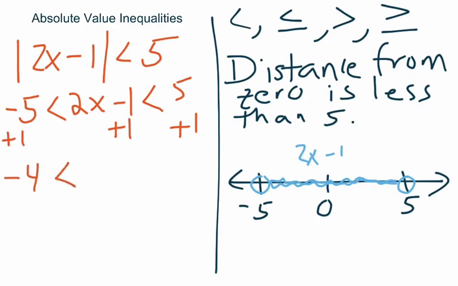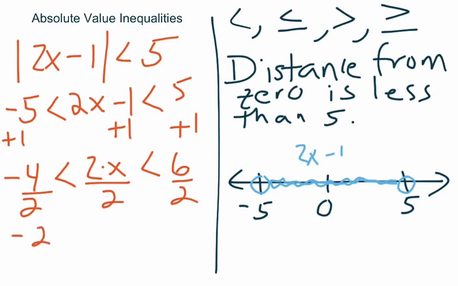-1 plus 1 right here is 0, and that's why it drops out. So I'm left with the 2x, and then 5 plus 1 is 6. And then I want to undo that multiplication in between the 2 and the x, and I will do that by dividing by 2. I am dividing by a positive 2, so there is no need to flip the inequality in this problem. So -4 divided by 2 is -2. 2 divided by 2, of course, is 1, leaving me with 1x, which I don't need to write that one. And 6 divided by 2 is 3.